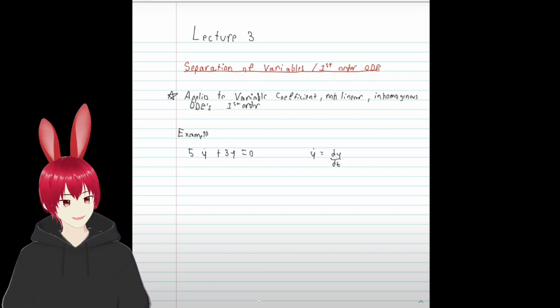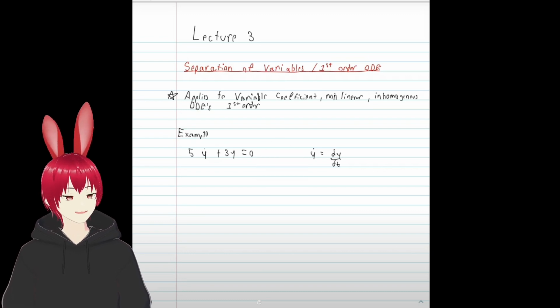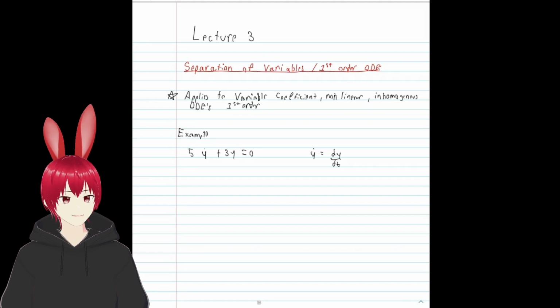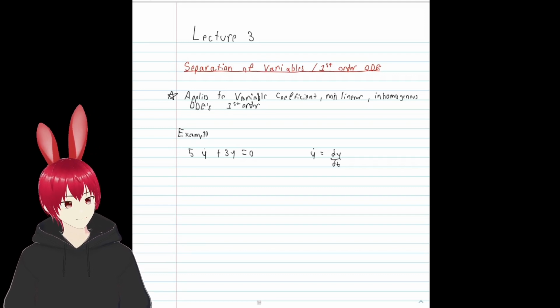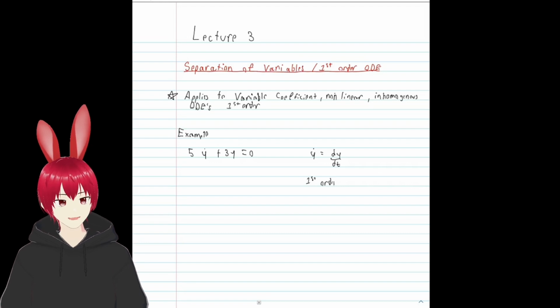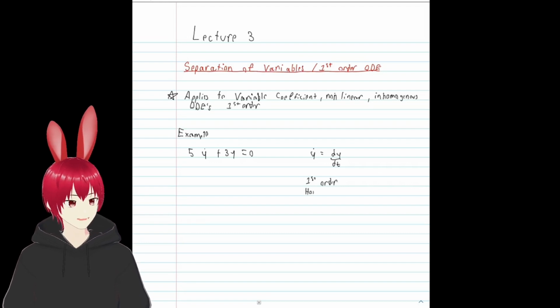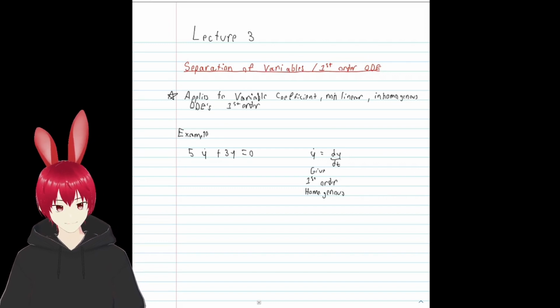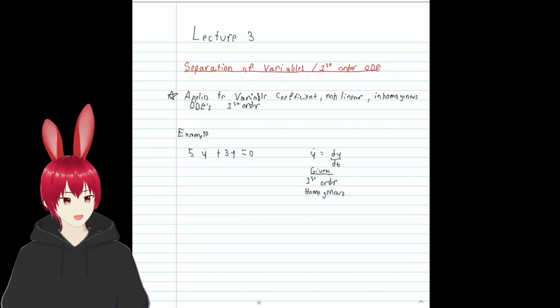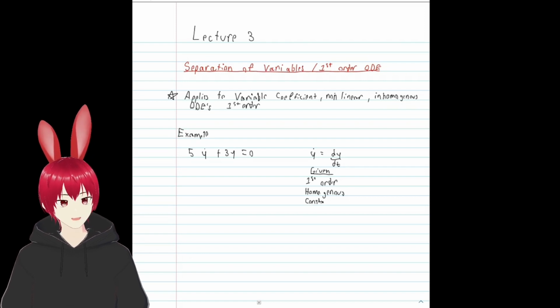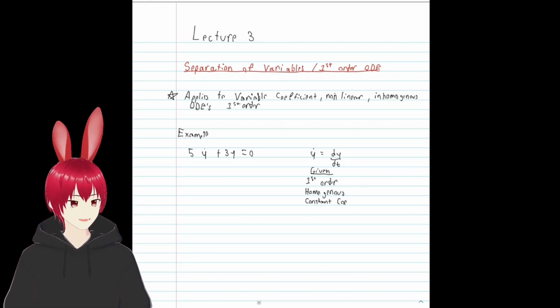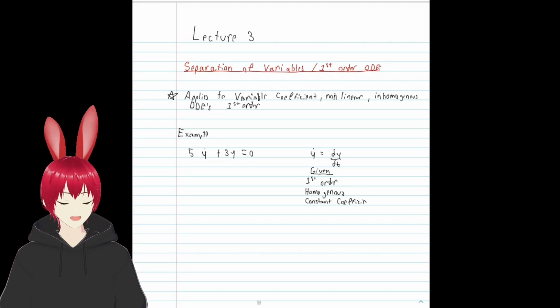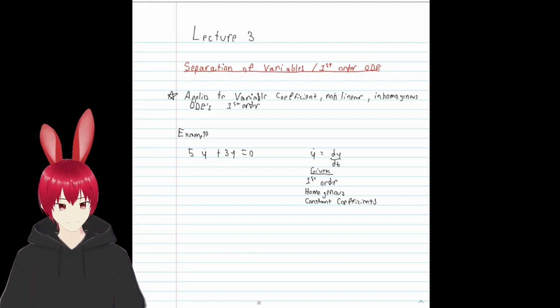So let's look at an example. For today's example, we have 5y dot plus 3y is equal to 0. For this, we can describe y dot as dy dt. So let's note what we're given. This is a first order ODE. This is also a homogeneous ODE, so we can use separation of variables. And just to put icing on the cake, it has constant coefficients.